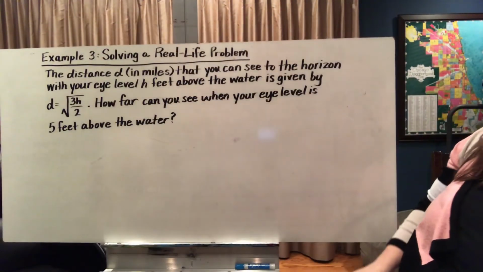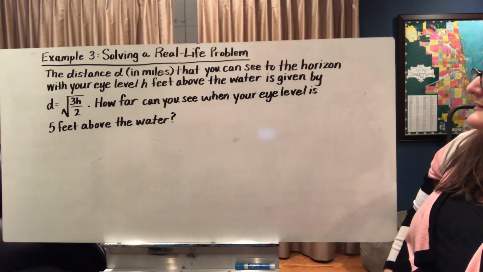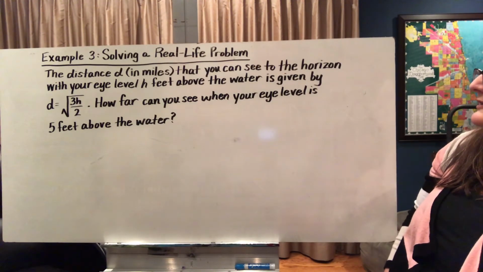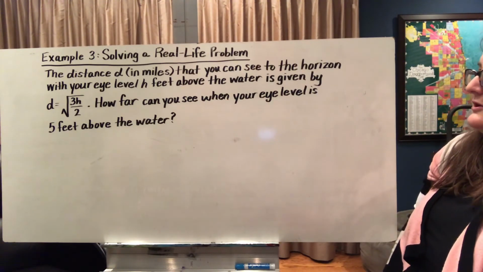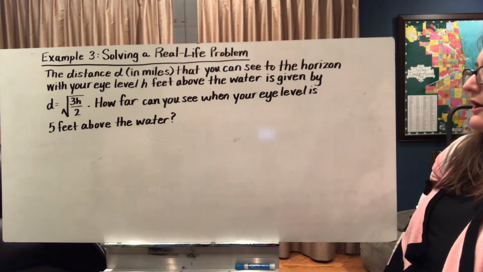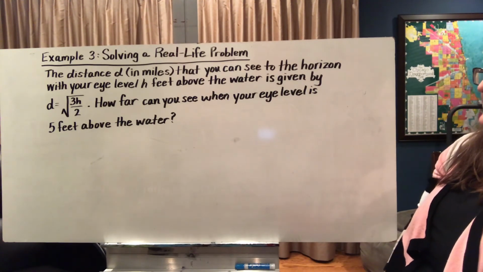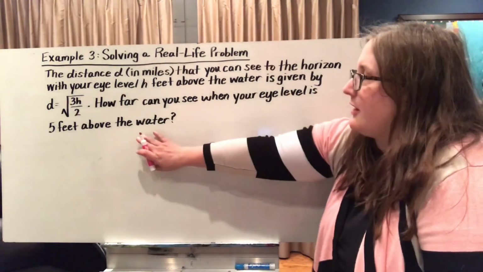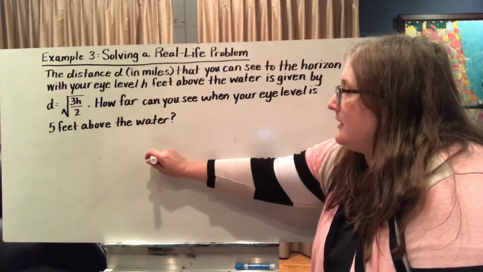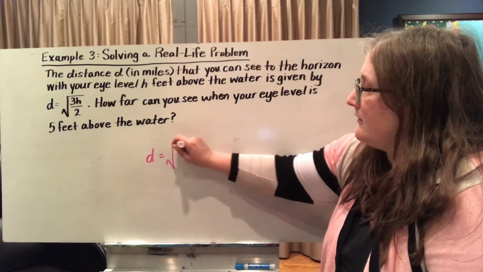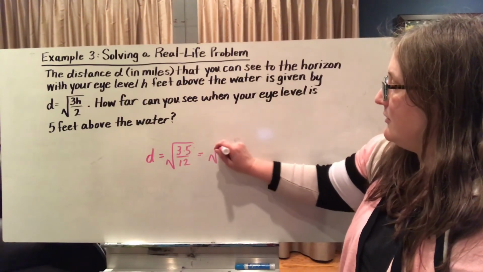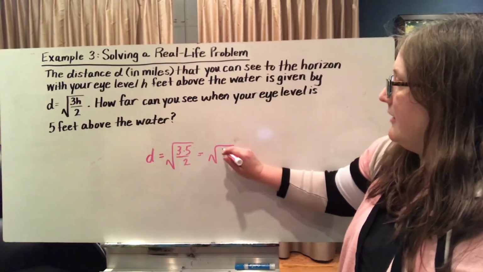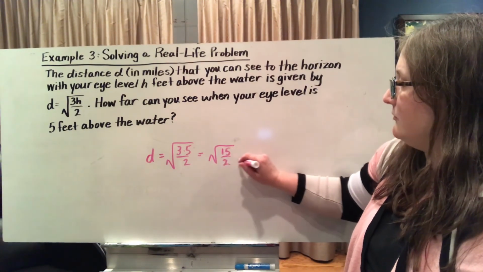For this last problem, let's look at a real life problem. So the distance d in miles that you can see to the horizon with your eye at level h feet above the water is given by the equation d equals the square root of 3h divided by 2. They want to know how far can you see when your eye level is 5 feet above water. So the 5 feet above water is going to be my h. So I'm going to plug in 5 in the place of h. So I'm going to get the square root of 15 divided by 2.